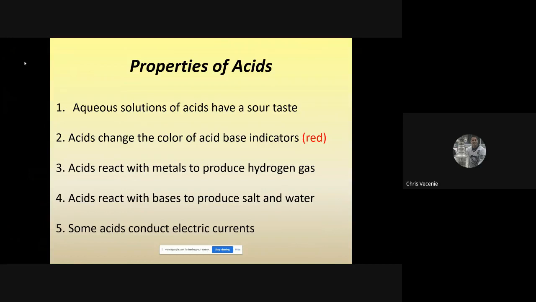If we're in the lab and we put what we call an indicator into it, acids change the color of the indicator to red. On a pH paper, the more red, the more acidic. There'll be like various shades of red. On a simple litmus paper, red litmus paper stays red, blue litmus paper turns red. Third characteristic is that acids react with metals to produce hydrogen gas.